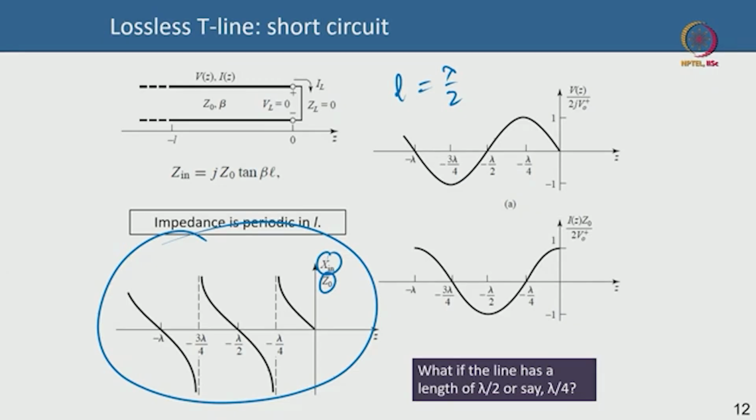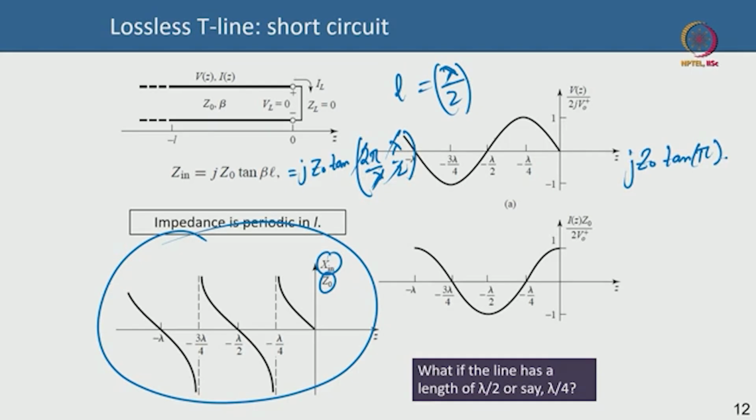I am not talking about broadband. Suppose lambda is the wavelength of the RF signal, and lambda by 2 is the length of the line. Then your input impedance will be j Z naught tan of beta L, where beta is 2 pi by lambda and L is lambda by 2. So lambda gone, 2 gone. It is j Z naught tan of pi. What is tan of pi? Look up your trigonometric table: it is sine of 180 degrees by cos of 180 degrees, correct?